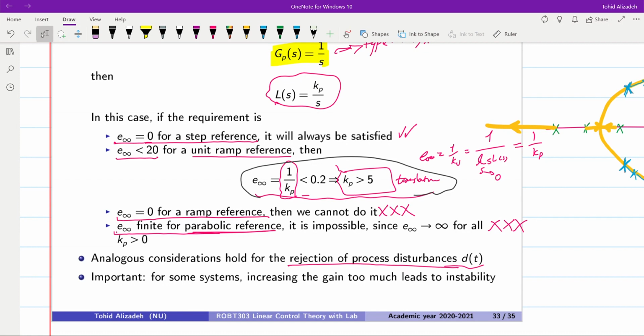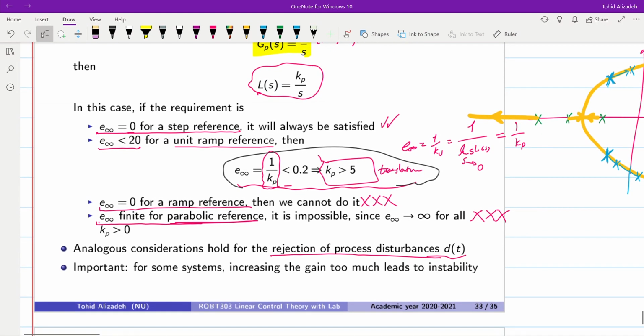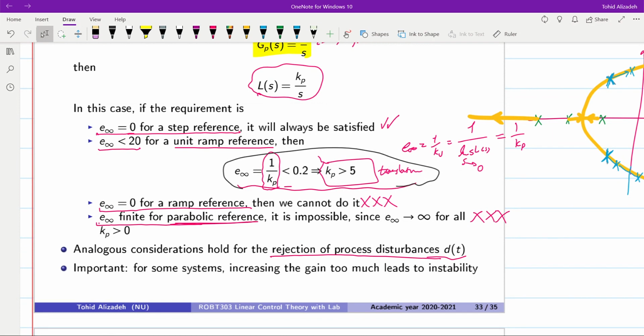Alright, so that's all for this video. In the next video, we will go through an example of designing a proportional controller for a DC motor, and over there we will see how to do it by referring to the material that we have learned in this lecture. Thank you for watching and see you in the next video.